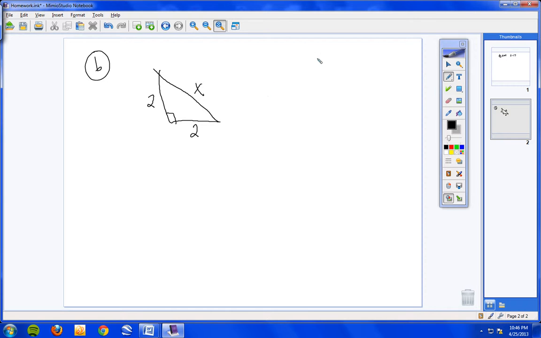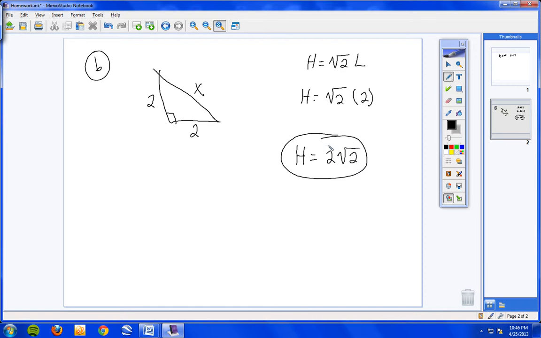They want us to find the hypotenuse, and we know when we have a 45, 45, 90 triangle, the hypotenuse equals square root of 2 times the leg. So, in order to find the hypotenuse, I have square root of 2 times the leg, and of course my legs are 2. The hypotenuse equals 2 square root of 2. And the directions said to write it in radical form, so I'm going to leave it in radical form.